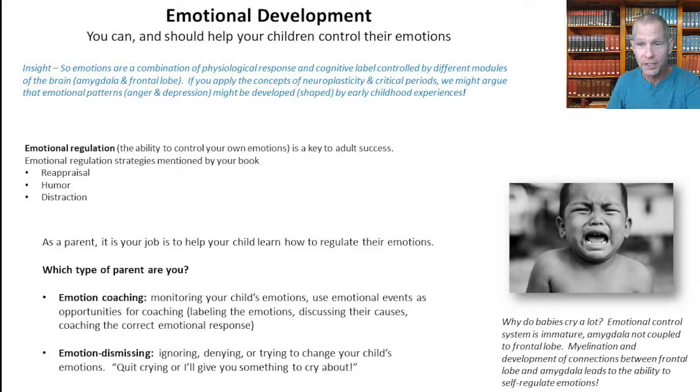Angelina, what you need to do, what we need to do as parents of 2 and 3 and 4 year olds is we need to teach them how to do these strategies. This is just like learning how to memorize lists and how to study for tests. This is something you can help your child improve on. You help them regulate their emotions, the ability to control your emotions. It is a key to adult success.